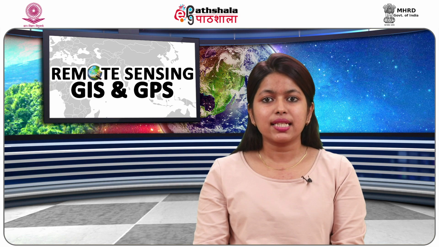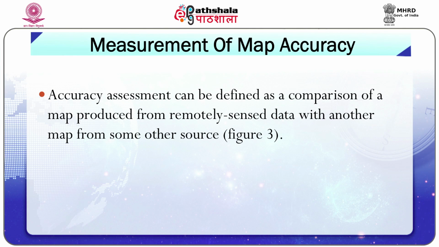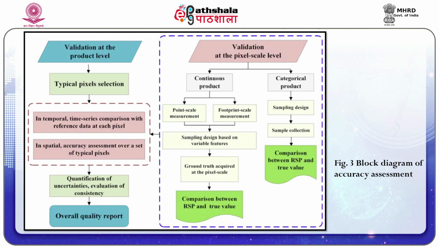For remotely sensed data to be truly useful and effective, an appropriate technique of accuracy assessment needs to be performed. Accuracy assessment can be defined as a comparison of a map produced from remotely sensed data with another map from the same source, as shown in figure number 3. A determination is made of how closely the new map produced from the remotely sensed data matches the source map. Evaluation of the accuracy of classification of remotely sensed data can fall into one of two general categories. First is non-site specific assessment and second is site specific assessment, as shown in the block diagram.